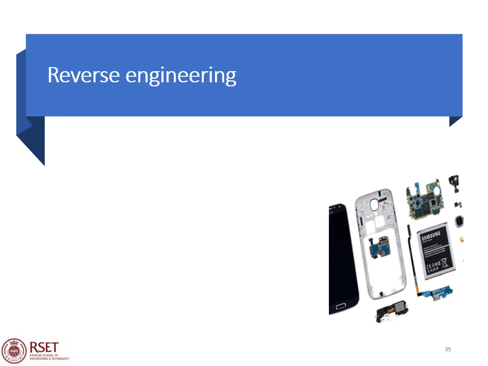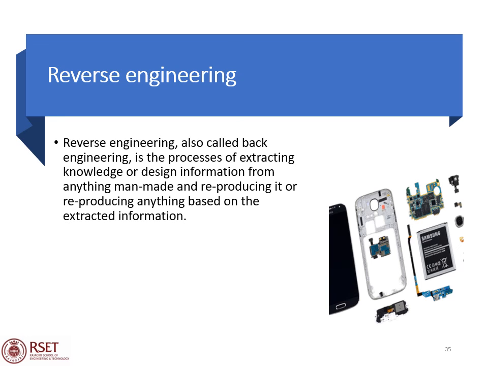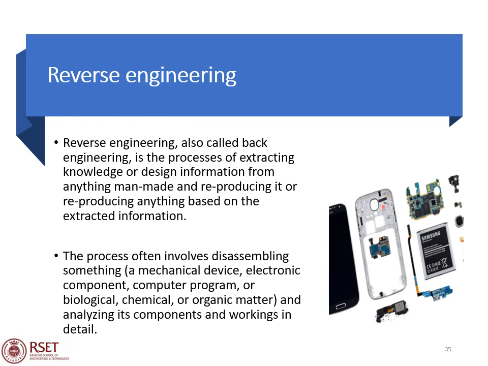Next is reverse engineering. Reverse engineering is also called as back engineering. It's the process of extracting knowledge or design information from anything man-made and reproducing it or reproducing anything based on the extracted information. The process often involves disassembling something like a mechanical device, electronic component, even a computer program, or biological, chemical, or organic matters, and analyzing its components and workings in detail.